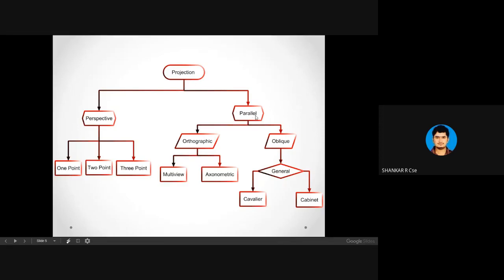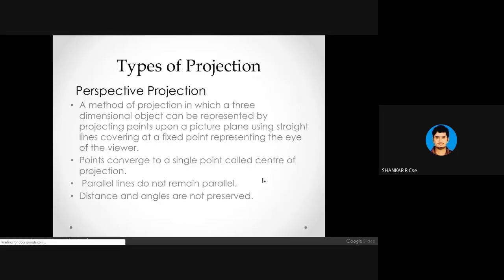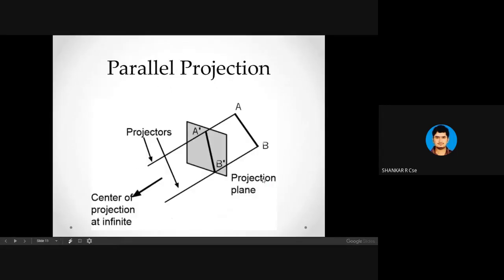Parallel means it is artificial. Perspective means it is natural. So since the computer is artificial, it always understands artificial projection. In artificial, it goes with orthographic parallel projection. Now, what do you mean by parallel projection? Now, you can see something like this. This is the viewing volume, this is a window, and this gets to the screen. Let me say parallel projection.